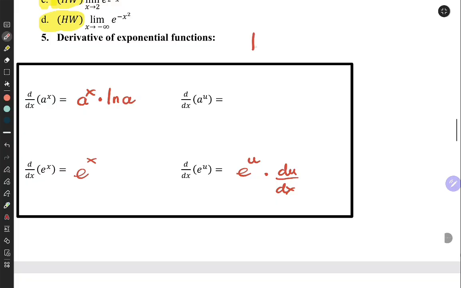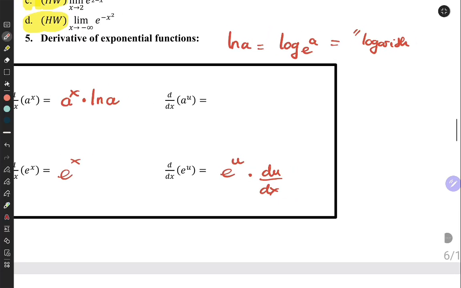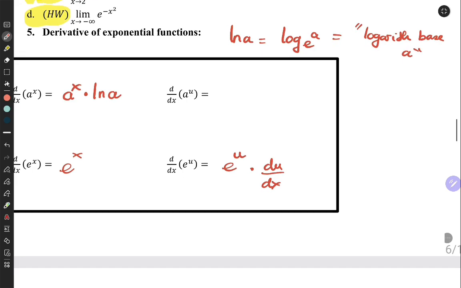Okay, for those of you who don't know, ln is logarithm base e of a, which is what we're going to discuss in 3.3, logarithm base e. For now, it is what it is. If you don't know that, we're gonna discuss logarithm in 3.3, which is tomorrow. So a to the power x times ln of a. And the logarithm also has its own rule.